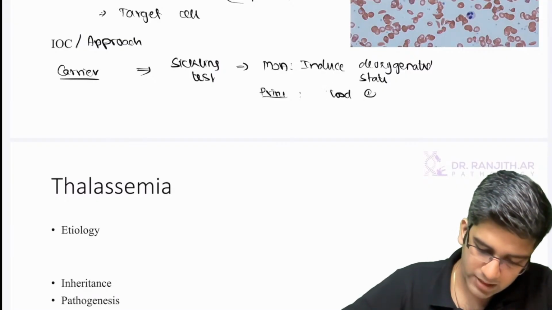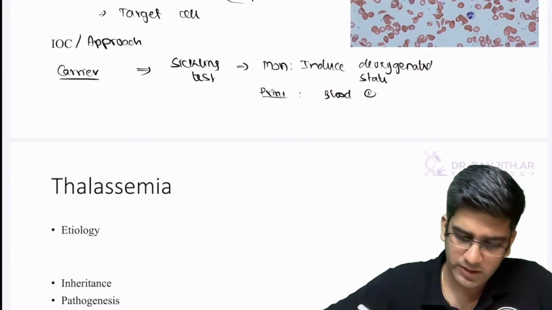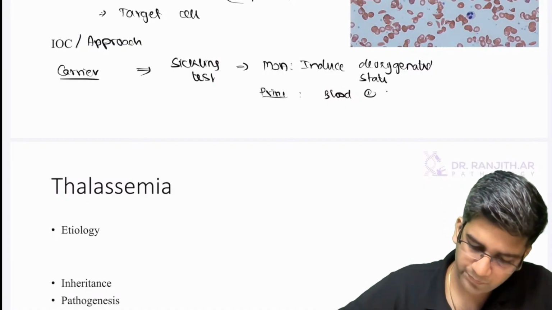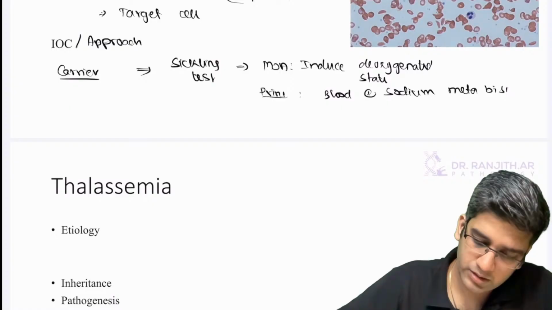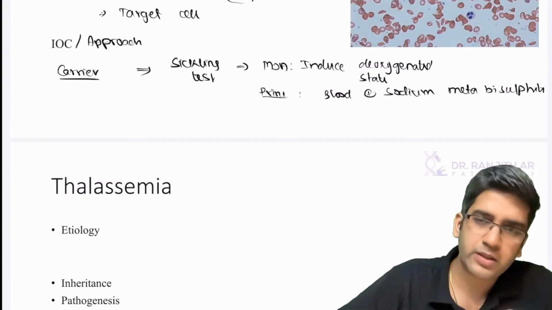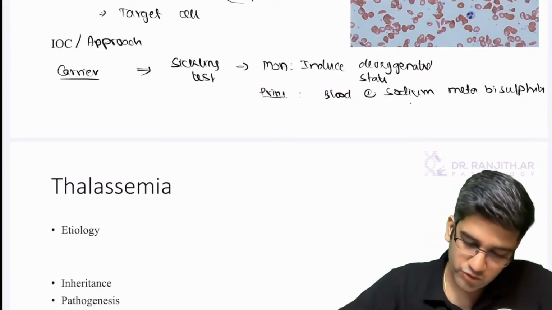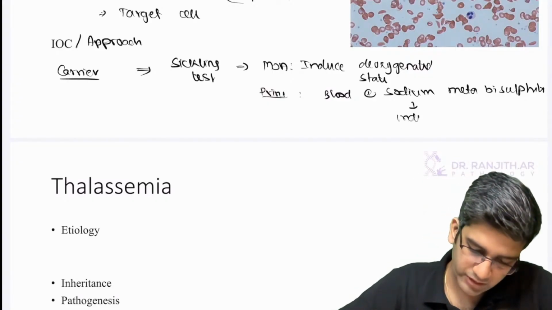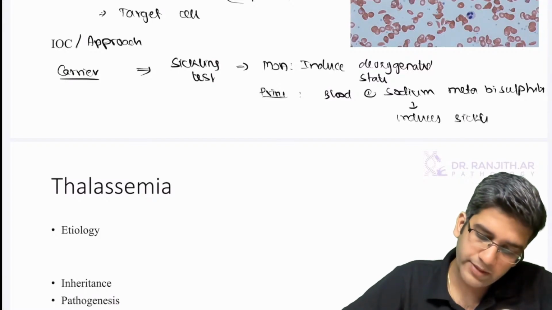Along with that, you add sucrose water... you add sodium metabisulfite, right? We add sodium metabisulfite, that will absorb all the oxygen there. So this will induce sickling. So this is primarily the approach I'll be doing for a carrier.